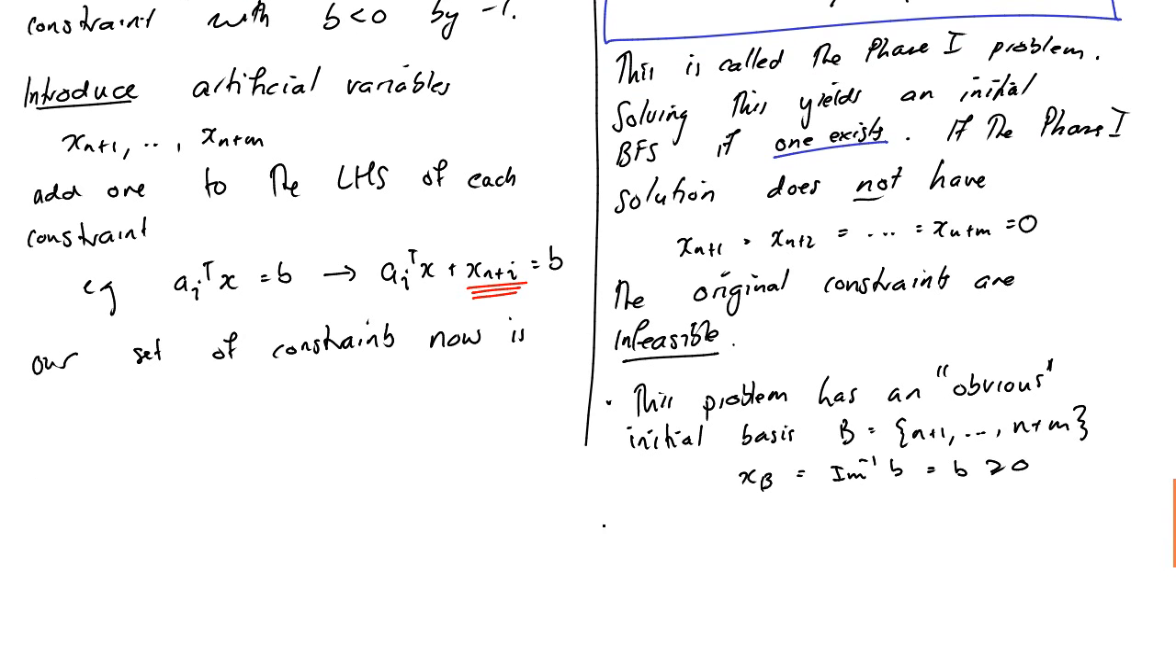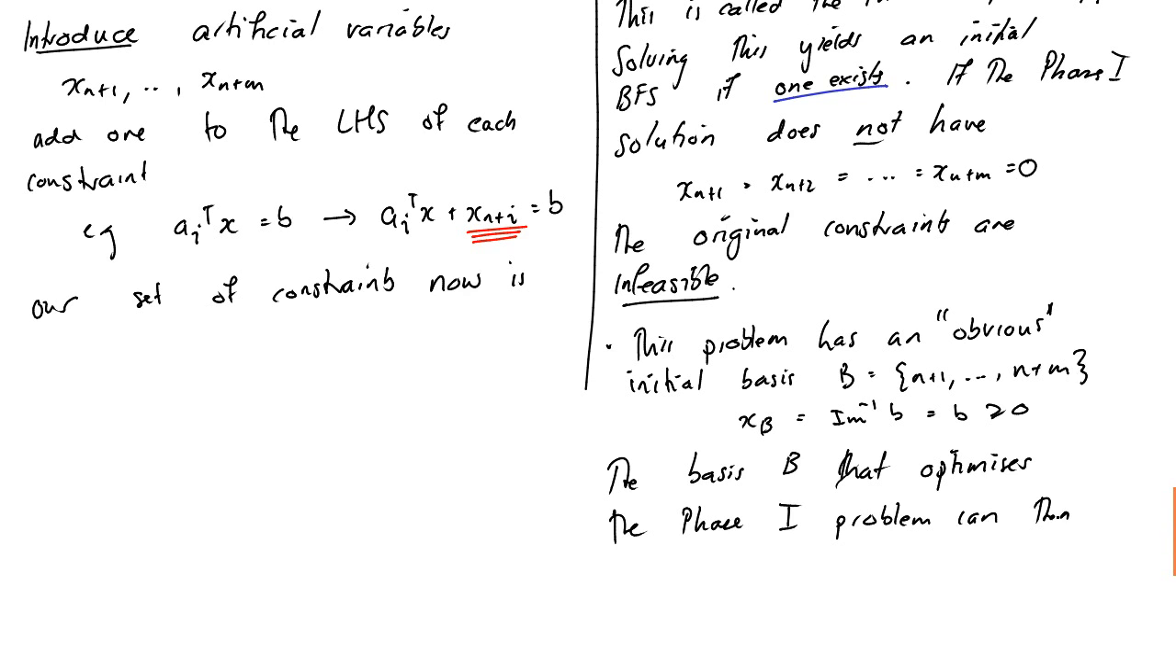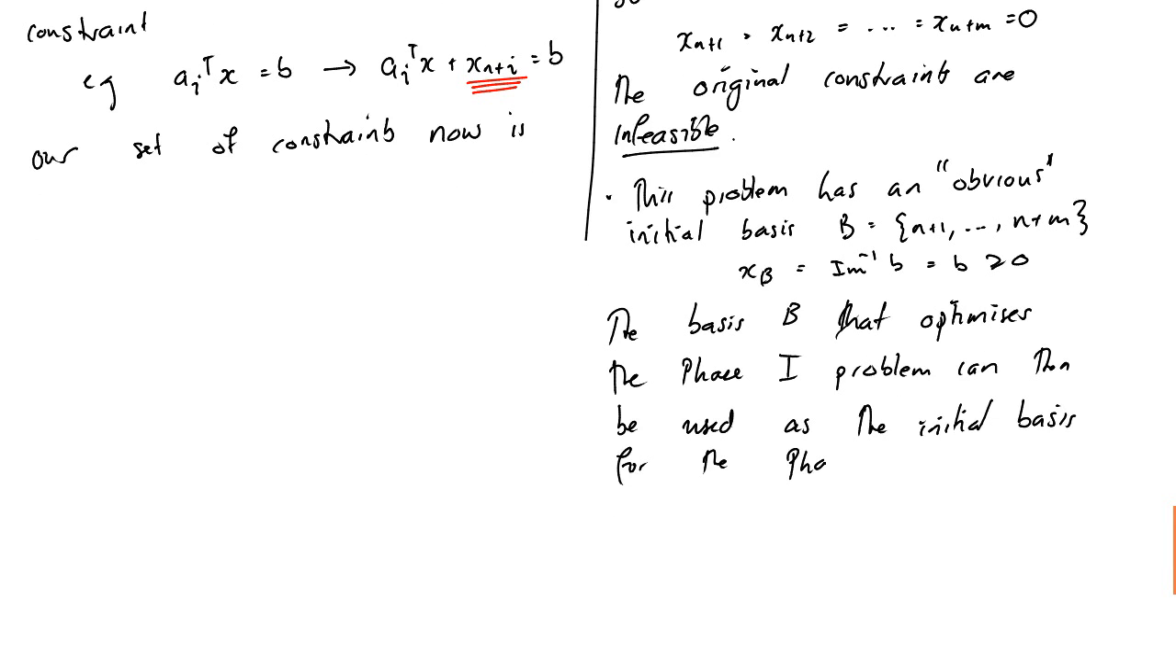So the basis B that optimizes the phase 1 problem can then be used as the initial basis for the phase 2 problem. Which, as we know, is the original LP.